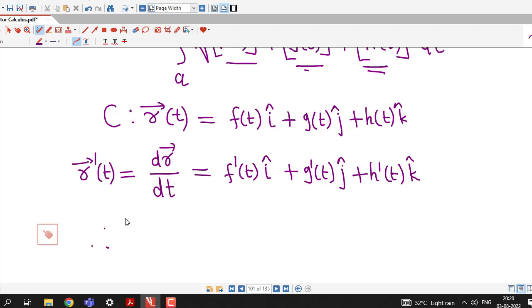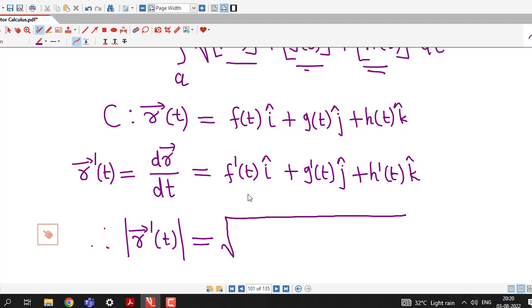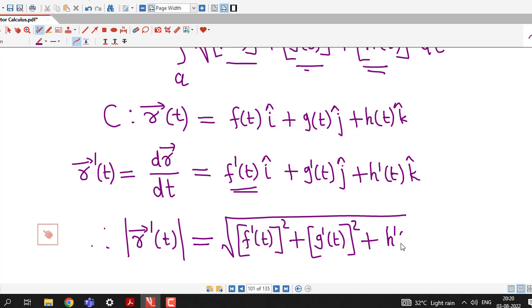So if we obtain the length or magnitude of this vector, the magnitude of r bar dash t will be equal to the square root of f dash t whole square plus g dash t whole square plus h dash t whole square. This is the formula for the length of a vector in space: squares of the x, y, z components and their addition.